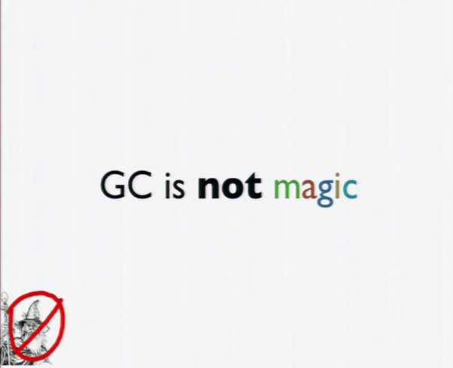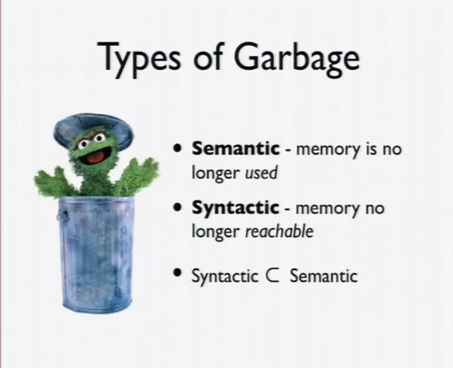So to understand why it's not magic, you have to look at what the various definitions of garbage are. There's the first type, which is semantic garbage, which means that memory is no longer used. And another type called syntactic, which means that the memory is no longer actually reachable. And what we mean by reachable is reachable from the global state or the root set of the execution that you're doing with this program. Just a small side note, syntactic is actually a strict subset of semantic, meaning that if it's not reachable, it's no longer used, but it doesn't necessarily mean it's no longer used if it's still reachable.